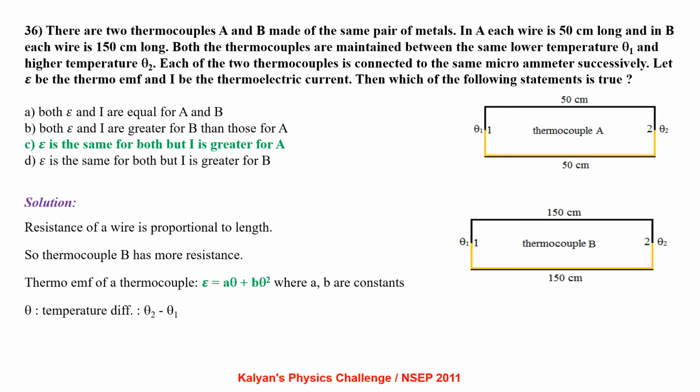Resistance of a wire is proportional to its length, so the thermocouple B has more resistance. Thermo EMF of a thermocouple E equal to Aθ plus Bθ square, where A and B are constants. θ is the temperature difference, that is θ2 minus θ1. Since temperature difference and materials are the same for both cases, E is the same for both, but I is greater for A as its resistance is less.